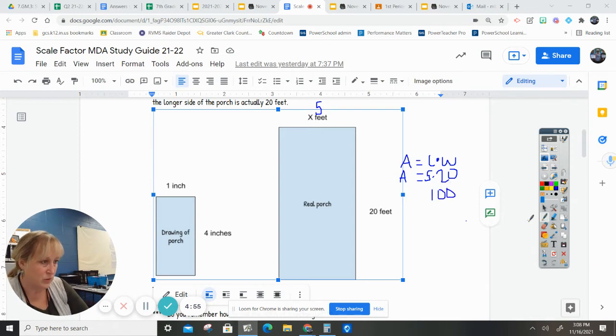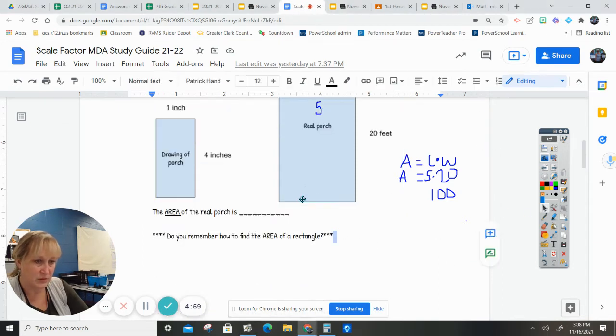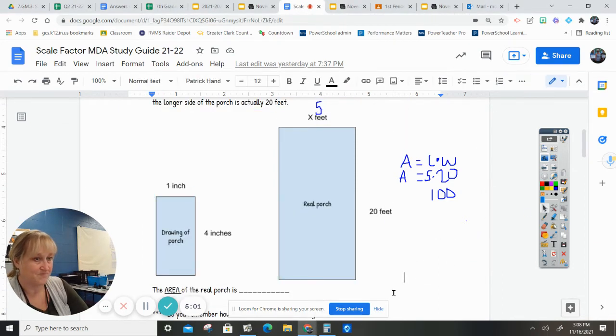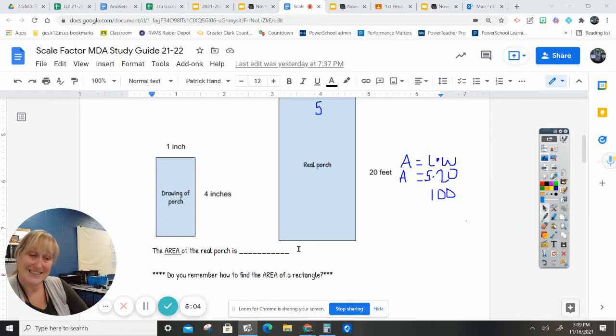Okay, so you'll come down and write: the area of the real porch is 100 feet. And it's two-dimensional, so it's feet squared. Okay? Good job. We've done that one.